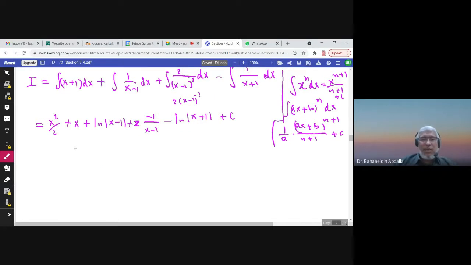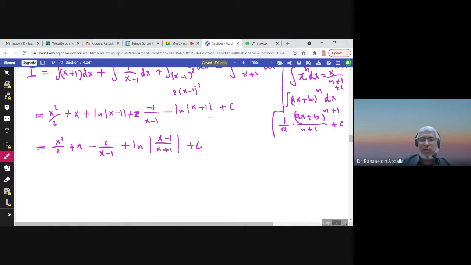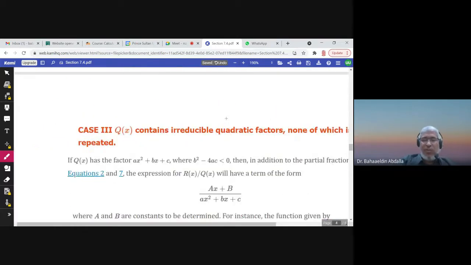That's it, okay? If you want to write it, x squared over 2 plus x, here -2 over x minus 1, and here ln minus ln, if you want to write it, ln absolute value of (x minus 1) over (x plus 1), because ln minus ln is ln of the quotient, like this, okay? That's okay. That would be the final answer. Also this answer is acceptable.